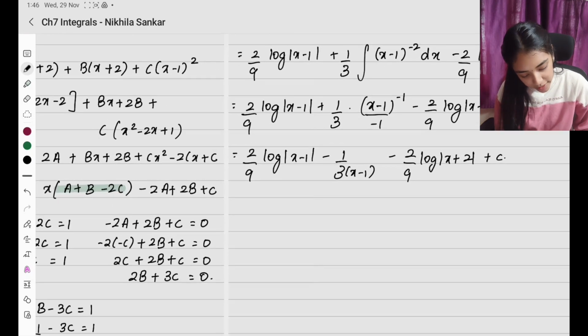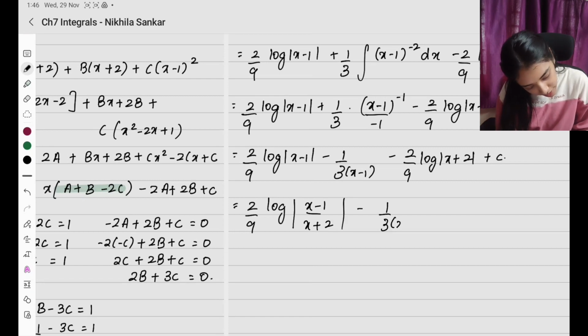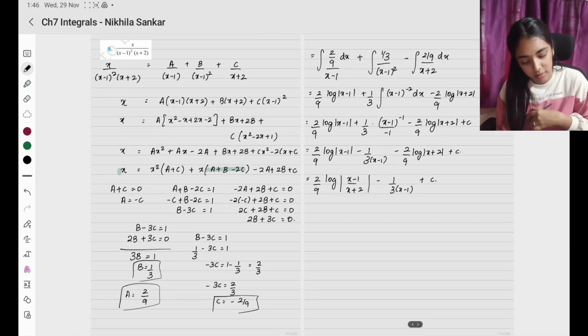See that I have 2 by 9 common, right? So if we club it, what happens? 2 by 9 log mod, there is the formula log a minus log b. So log of a by b. Simple. And the remaining term 1 by 3 times x minus 1 plus c. That's all. Okay.